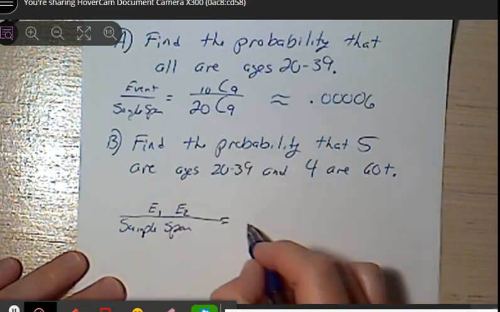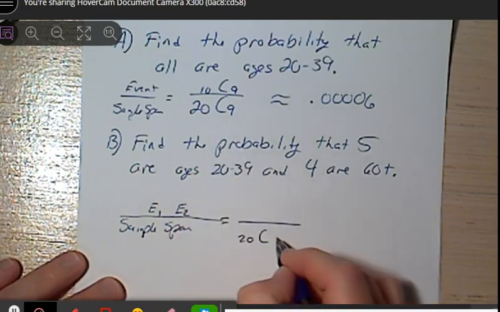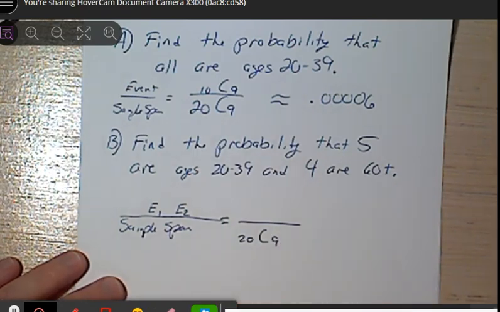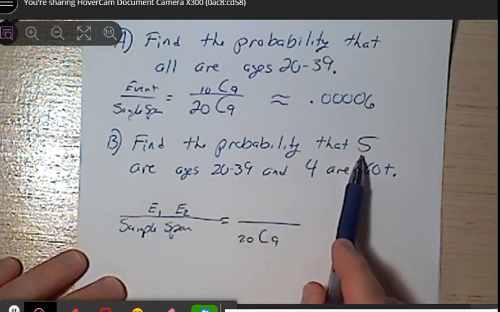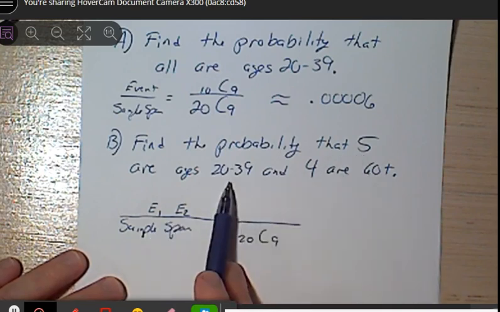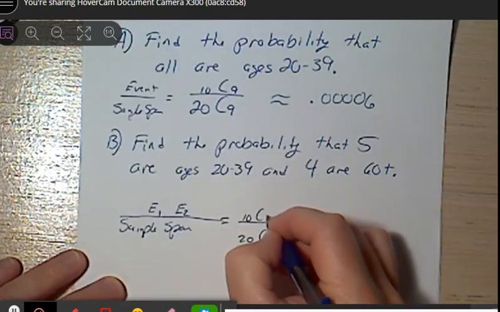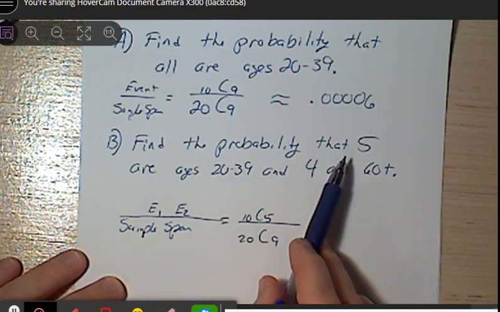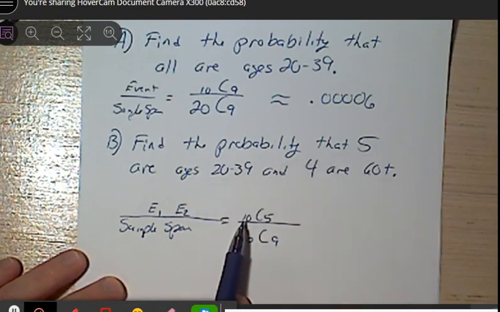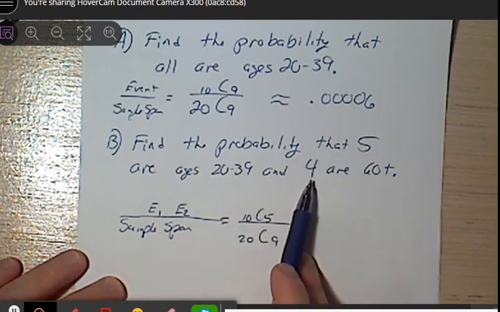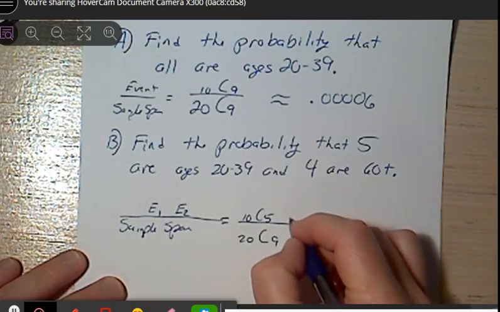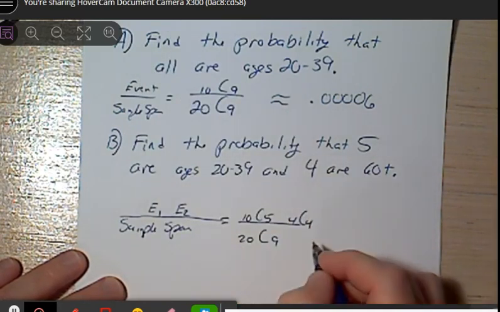All right, our sample space is still the 20C9. That's not going to change. It's still the same for this problem. For event 1, we're picking 5 from ages 20 through 39, and back up here, there were 10 people between the ages of 20 and 39. We're picking 5, so we're going to do 10C5. For the 60 plus, we're picking 4 people, and there were only 4 people in the group. So that's going to be a 4C4.